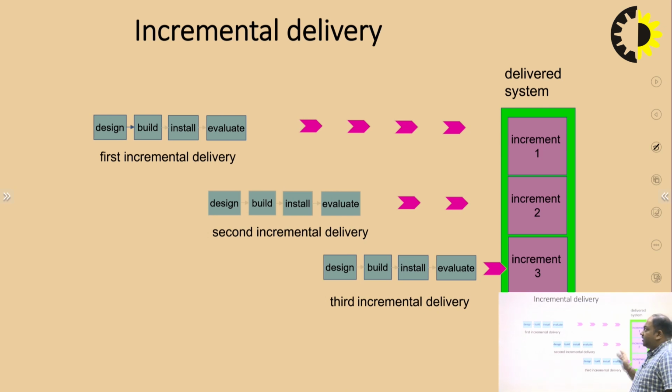So, in incremental delivery, we use four phases, which are design, build, install and evaluate. And on the basis of these four processes, we increment our model.